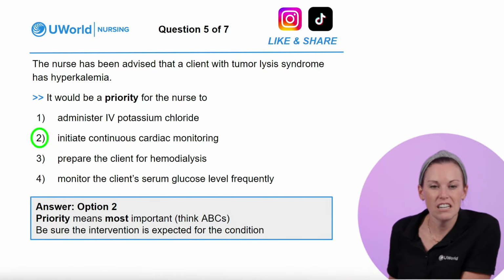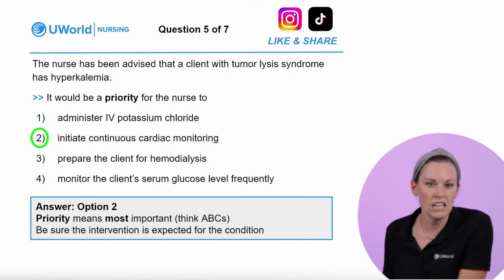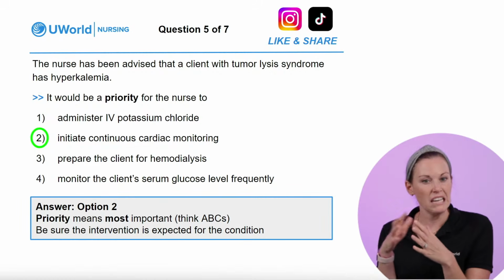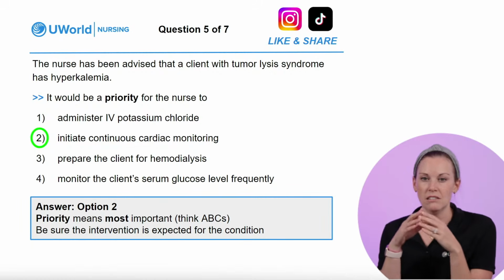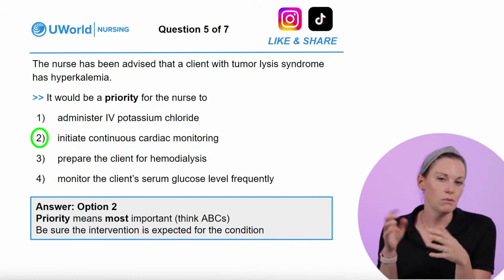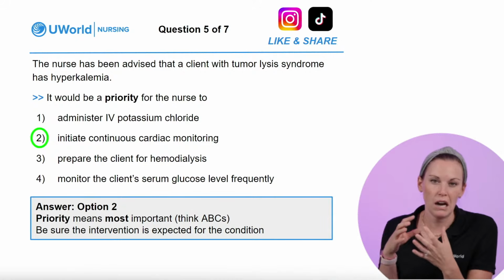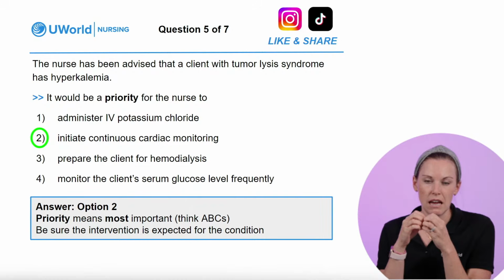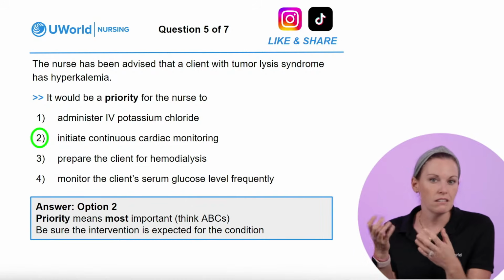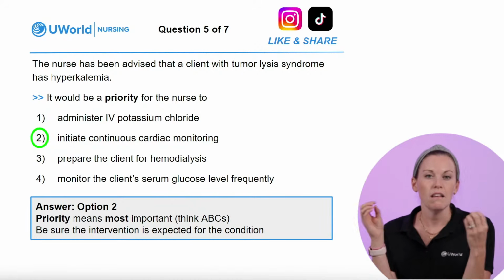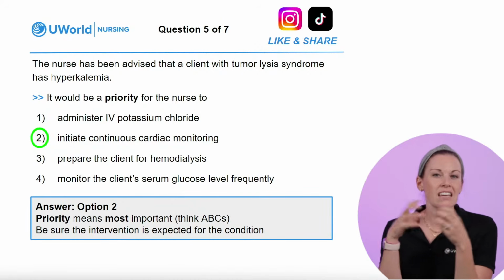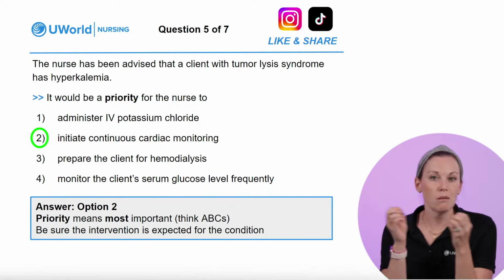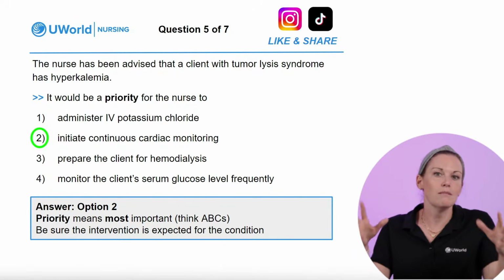All right, so our correct answer on this one is going to be option 2, initiate continuous cardiac monitoring. Okay, so let's talk a little bit about what tumor lysis syndrome is, and hopefully this will help key in that right answer. Tumor lysis syndrome happens when we have a pretty heavy tumor burden in the body. Whenever we initiate treatment, you can think of chemotherapy attacking not only the cancer cells, but our other cells as well. When those cells are attacked by the chemotherapy, you can think of them as balloons, and the chemo is going to pop the balloon.